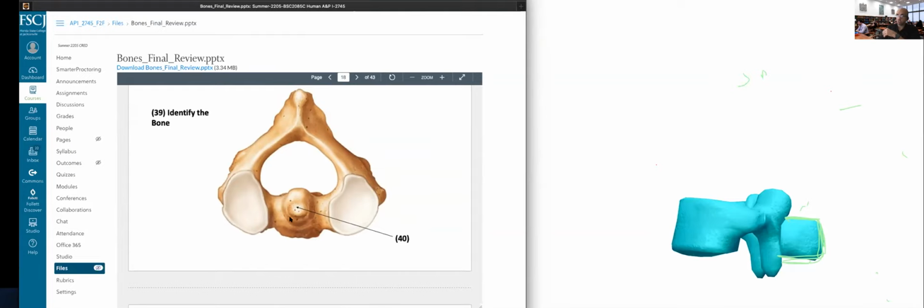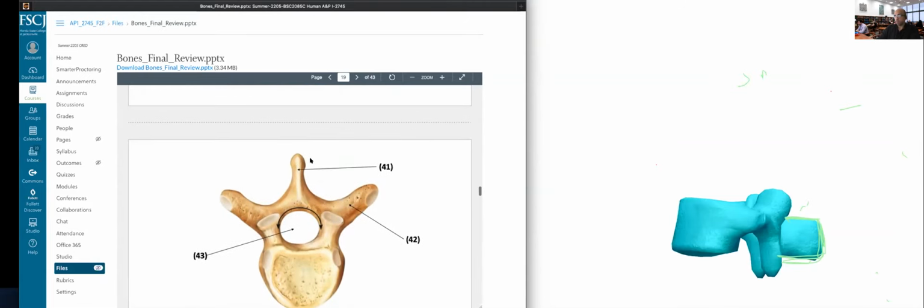Can you remind me, what do we call this process coming out from the vertebral body? What did we call this eminence? It's the dens or odontoid process. Do you remember what we call this part? What do we call this bone landmark? It's the spinous process.